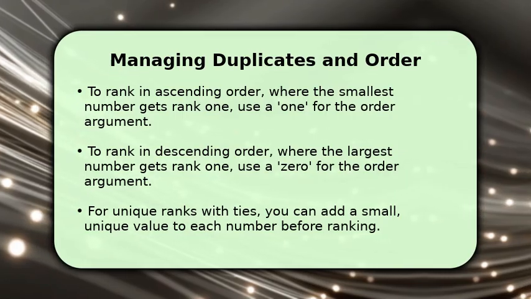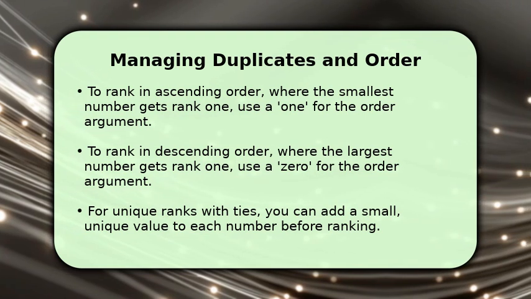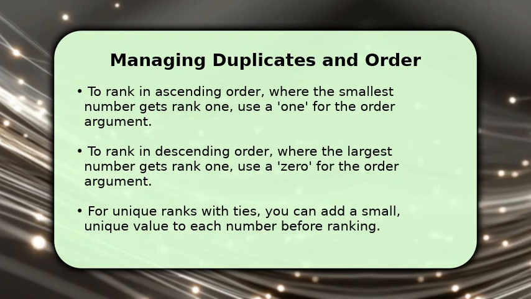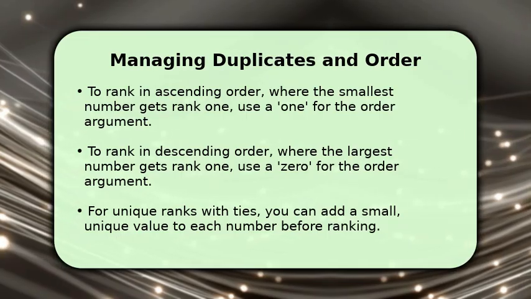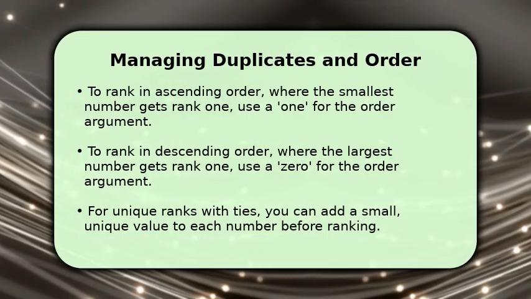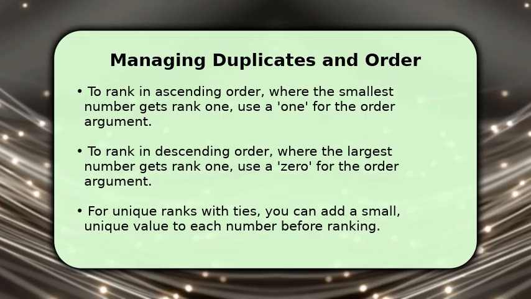If you need to break ties to achieve truly unique ranks, consider adding a small, unique identifier, like a row number divided by a very large number, to each value before applying the rank function. This ensures every item gets its own distinct position.